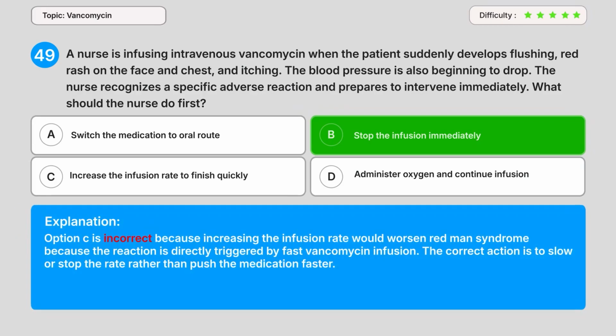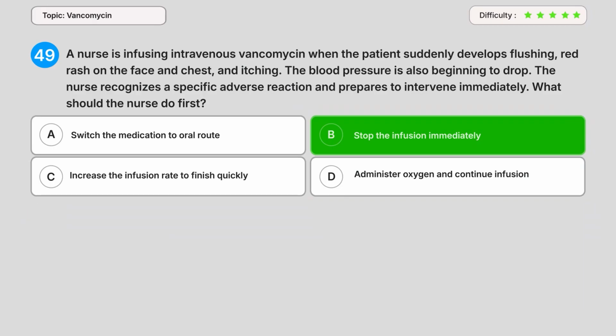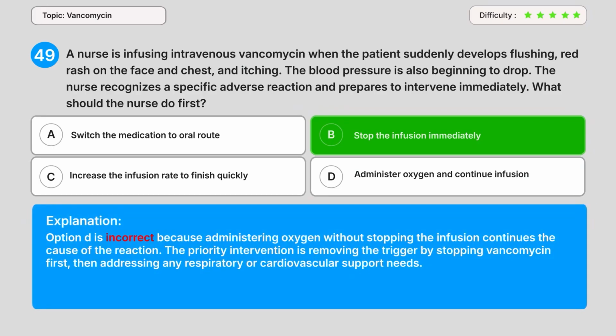Option C is incorrect because increasing the infusion rate would worsen red man syndrome because the reaction is directly triggered by fast vancomycin infusion. The correct action is to slow or stop the rate rather than push the medication faster. Option D is incorrect because administering oxygen without stopping the infusion continues the cause of the reaction. The priority intervention is removing the trigger by stopping vancomycin first, then addressing any respiratory or cardiovascular support needs.